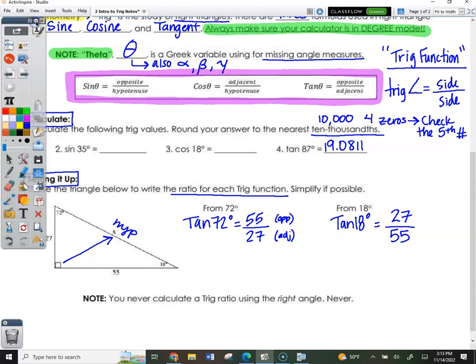Now there is something to take note of here. You will never calculate the trig of a right angle. You will never set it up like tan 90 degrees equals something. That is absolutely never going to happen. And that's because the 90, remember, opposite of it is the hypotenuse. The formulas don't work if you were standing at a 90-degree angle. Okay? It's always the two acute angles.